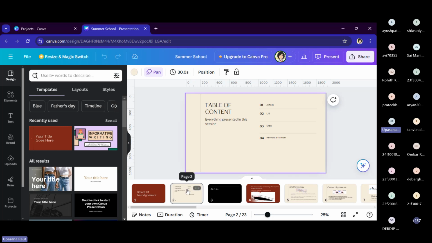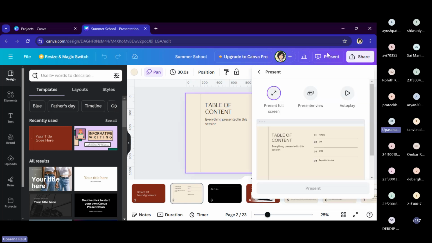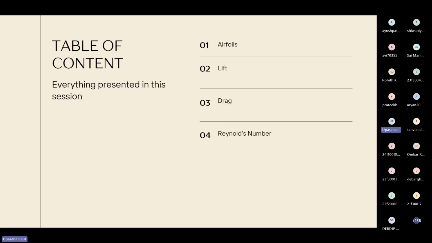We'll continue. So, as I said, these are all the terms we would be learning today. We'll start with airfoils, then we go towards lift, then drag and induced drag, then we'll end our session with Reynolds.